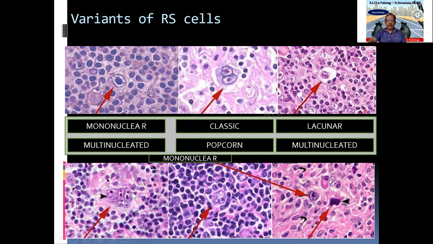It can be multinucleated. Look at the number of nuclei that I can see, multinucleated. Popcorn cell. Popcorn cell in the sense that you find it is somewhat irregular over here, something like popcorn. The cell can be mononuclear, almost similar to this one. And sometimes I cannot make out any of these things. It is just an outline. So we call it a mummified cell. So these are all the variants of the Reed-Sternberg cells. I would like you people to kindly remember this.